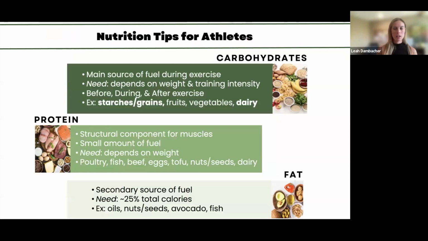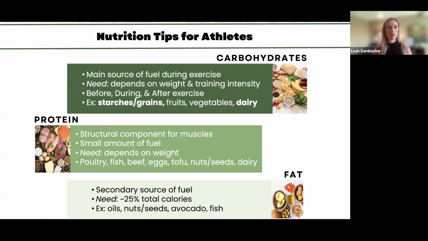Some more details on nutrition tips for athletes. Here we're talking about the 3 macronutrients that are important for athletes. Number 1 being carbohydrates, and this is the main source of fuel used during exercise. So it's important during all 3 phases, before, during, and after exercise as well. And so this can be a good conversation if you overhear your athletes talking about how they're trying the newest fad diet and they're cutting out carbs. That is a huge, huge red flag that there needs to be some sort of intervention, because carbohydrates really are the main source of fuel during exercise.